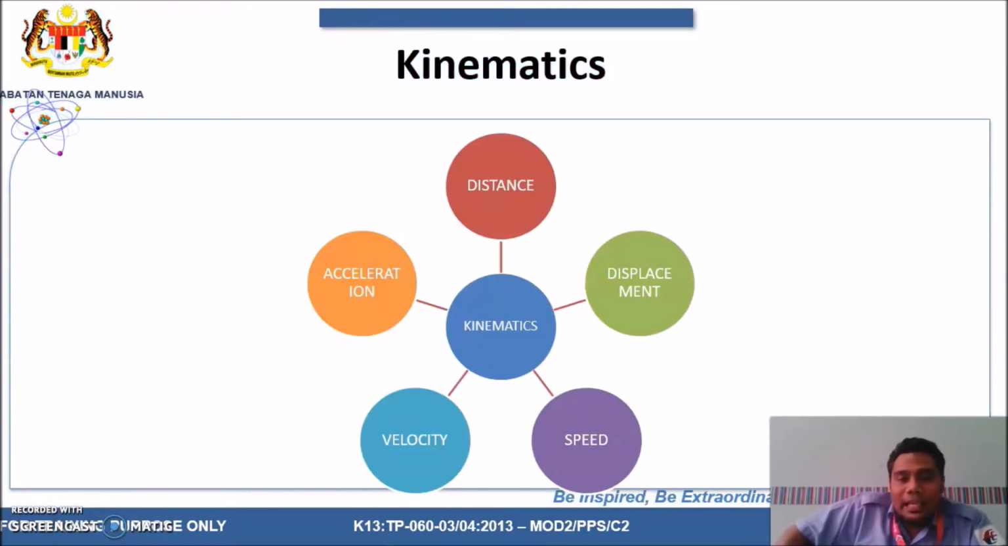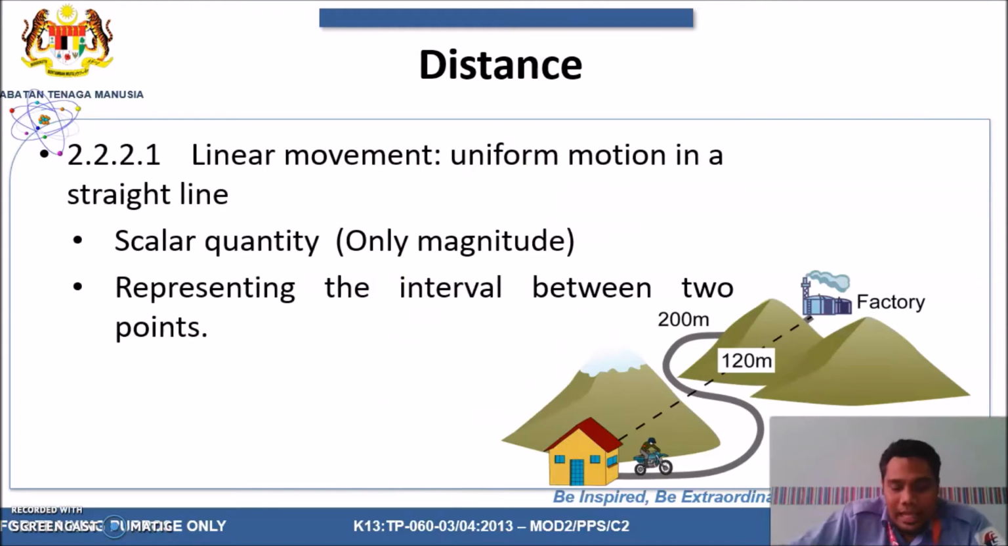Okay, in kinematic we will learn about distance, displacement, speed, velocity and acceleration. So there are 5 physics quantities that we need to learn. The first is distance. What is distance? Distance is a linear movement, a uniform straight line. It's a scalar quantity, it only has magnitude. It represents the interval between 2 points in a linear motion.